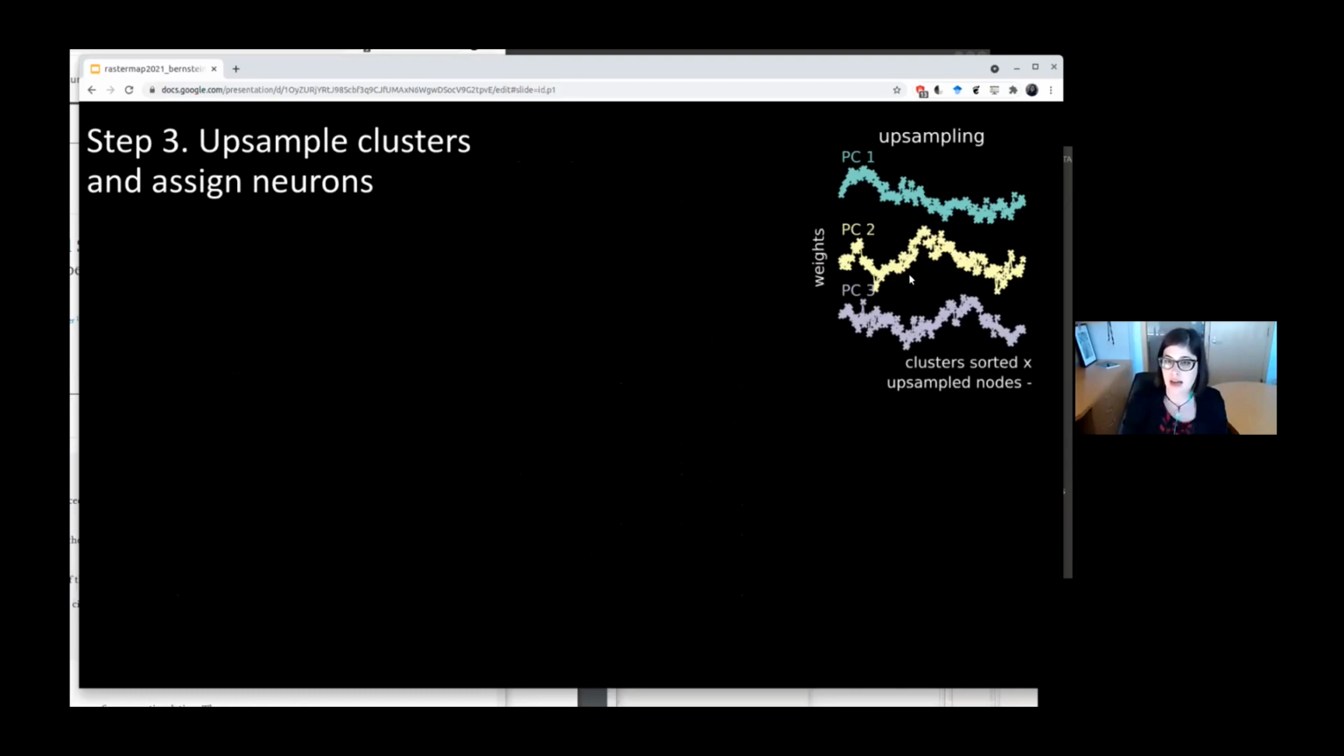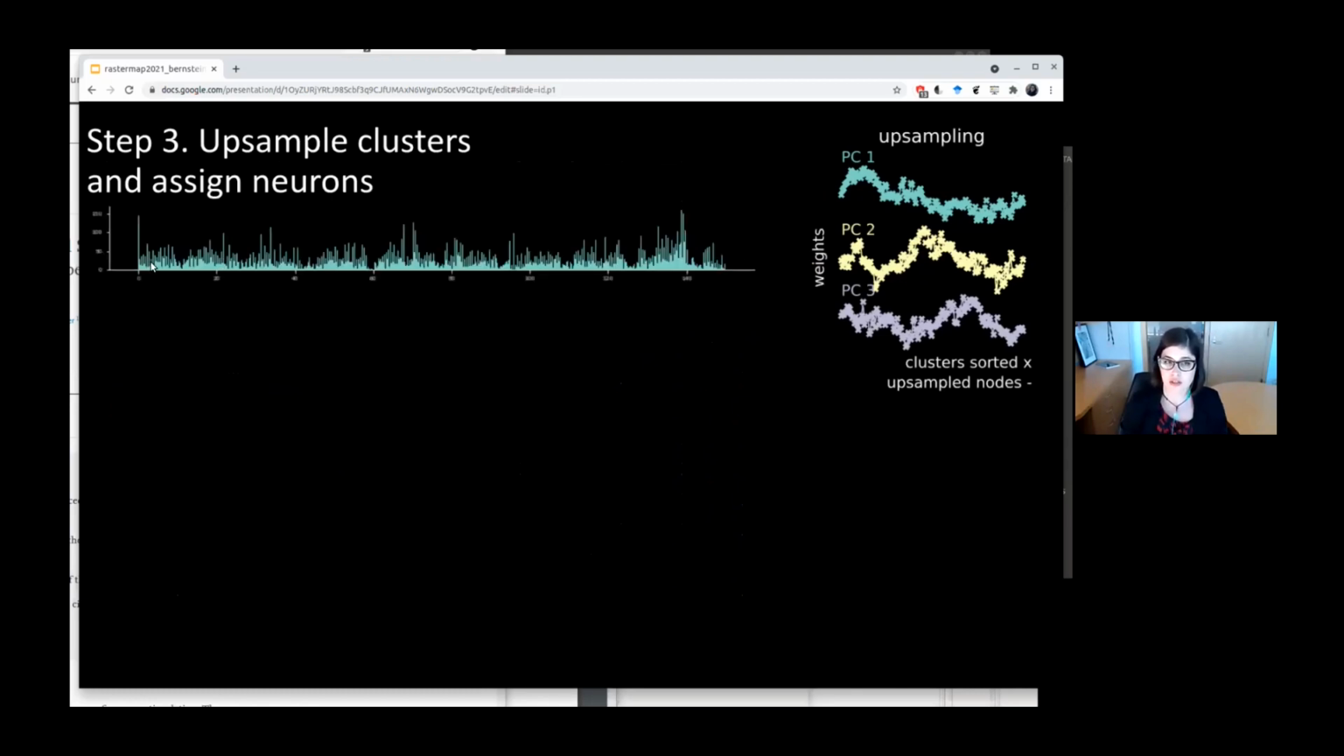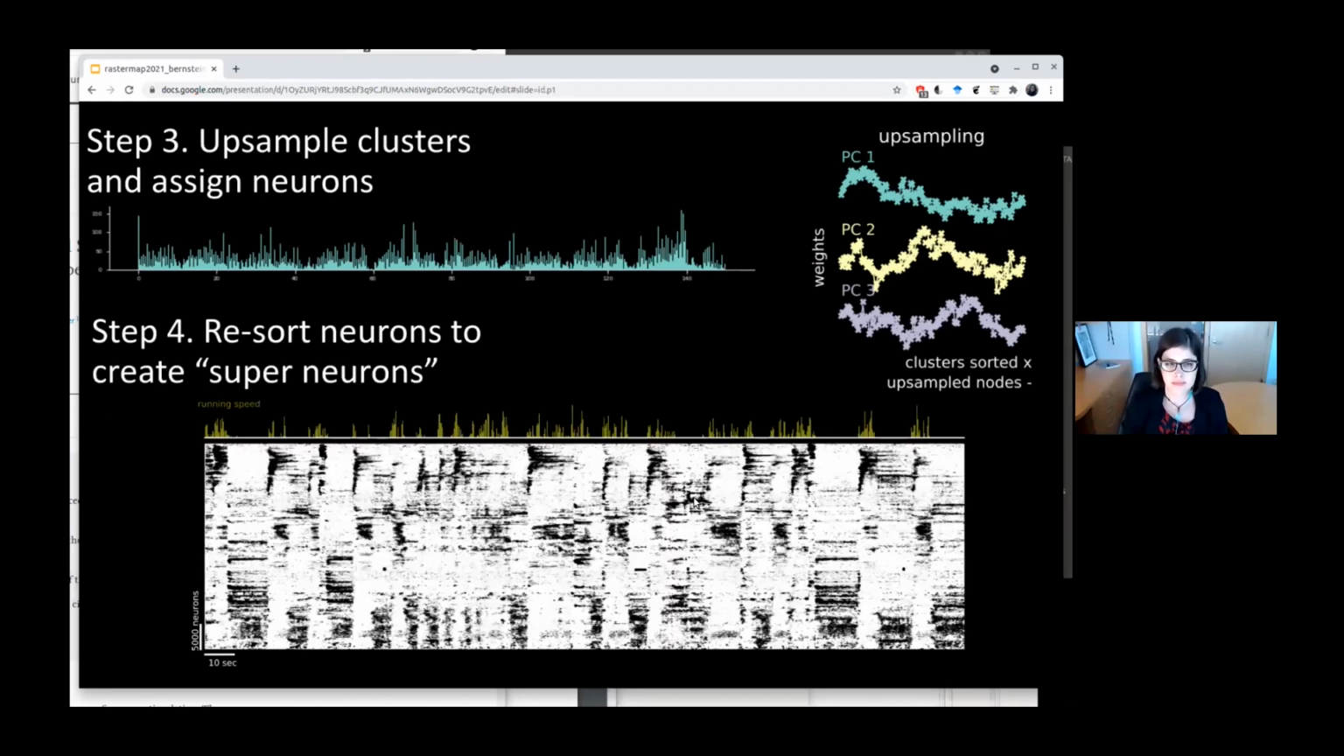And so then we assign every neuron to a position along this one dimension, which now has 1,500 different points. We put the neuron at the point in which it's most correlated with the time series at that given point. And then finally, we resort the neurons to create what we call super neurons. So we've put every neuron in the position that it's most correlated to, and then we put it in a plot, and you wouldn't be able to see anything actually unless I average across this dimension.